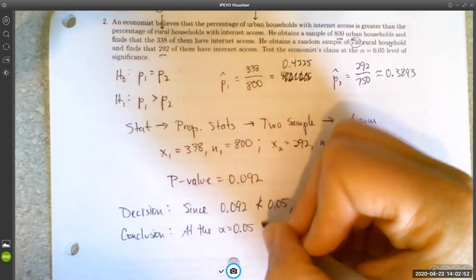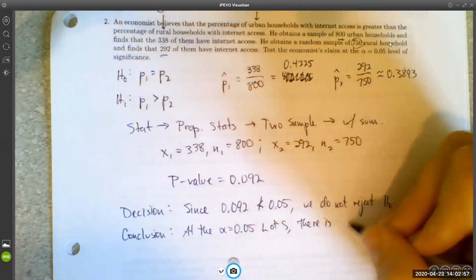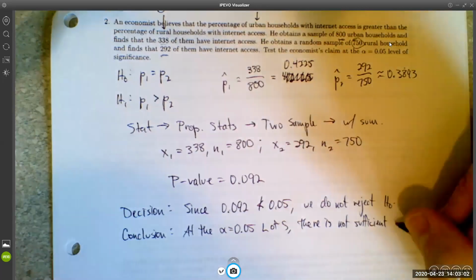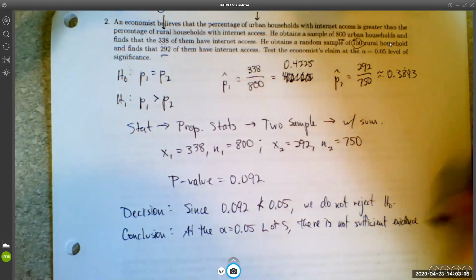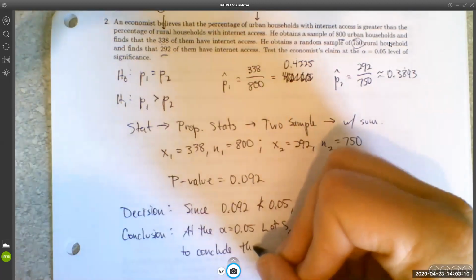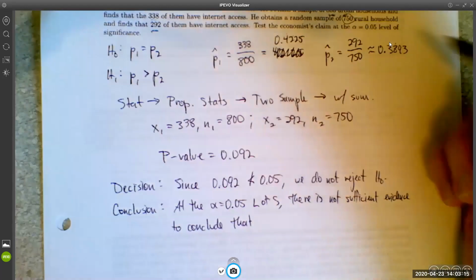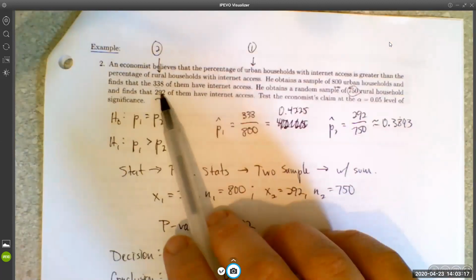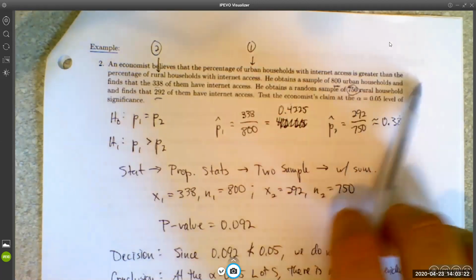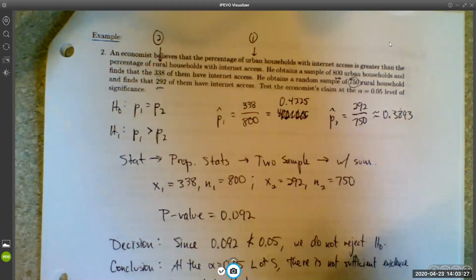So, at the 0.05 level of significance, there is not sufficient evidence to conclude that the percentage of urban households with internet access is greater than the percentage of rural households with internet access. So you can just copy and paste, right?